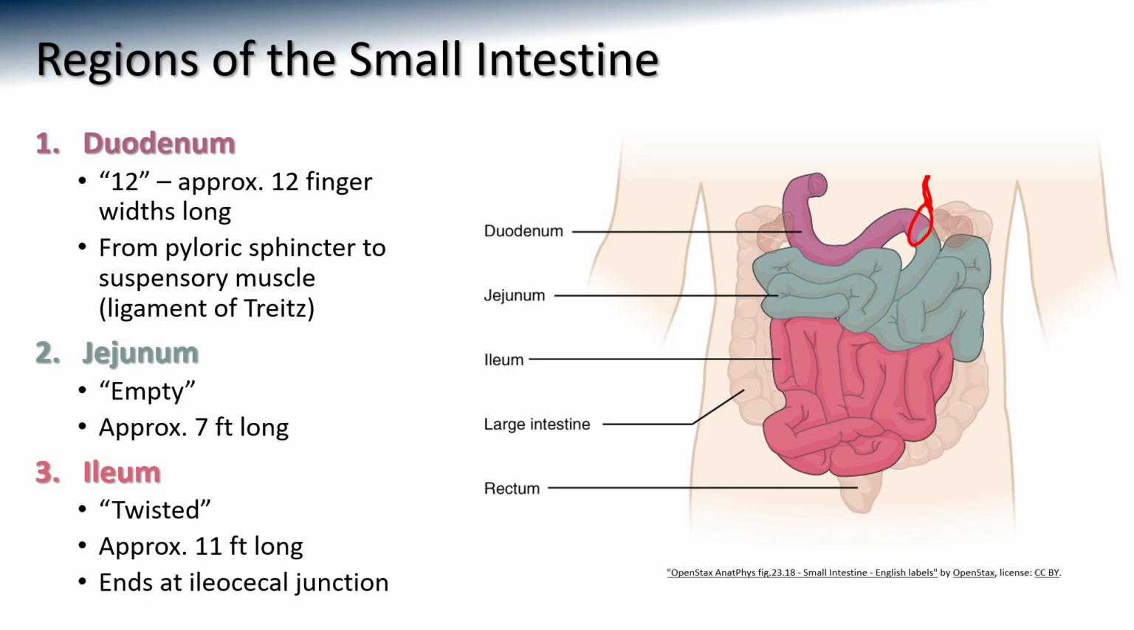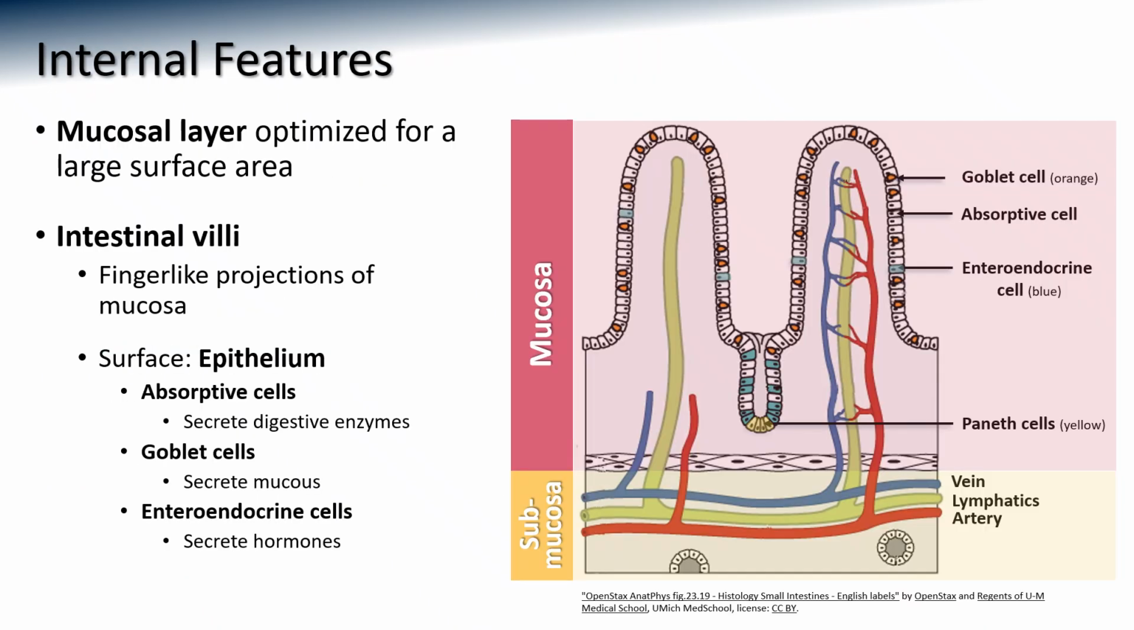Finally, the third part is going to be the pink, the ileum, which means twisted, and I think that's probably the best descriptive name of the three, yeah? The ileum is roughly 11 feet long, so 7-11 is a good way to remember these two lengths. And that ileum then is going to extend all the way down to the right side of the abdomen at the ileocecal junction.